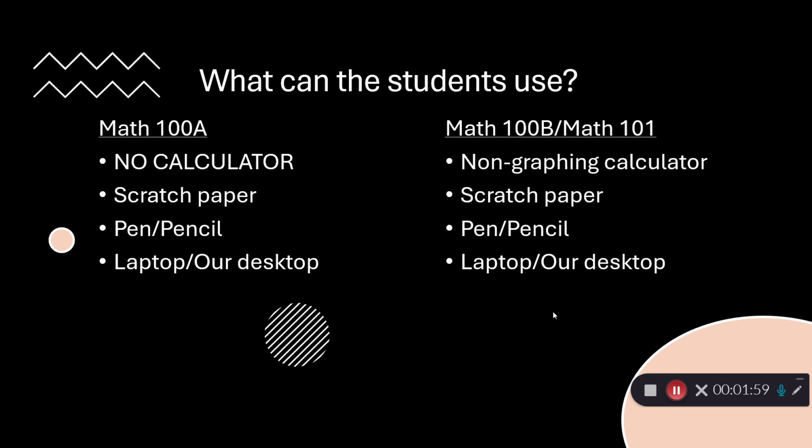For 100B, same things, except they are allowed to use a calculator as long as it is a non-graphing calculator, something that does not graph for them. Of course, it goes without saying that the calculator also cannot be the one on their phone because that is off and put away.